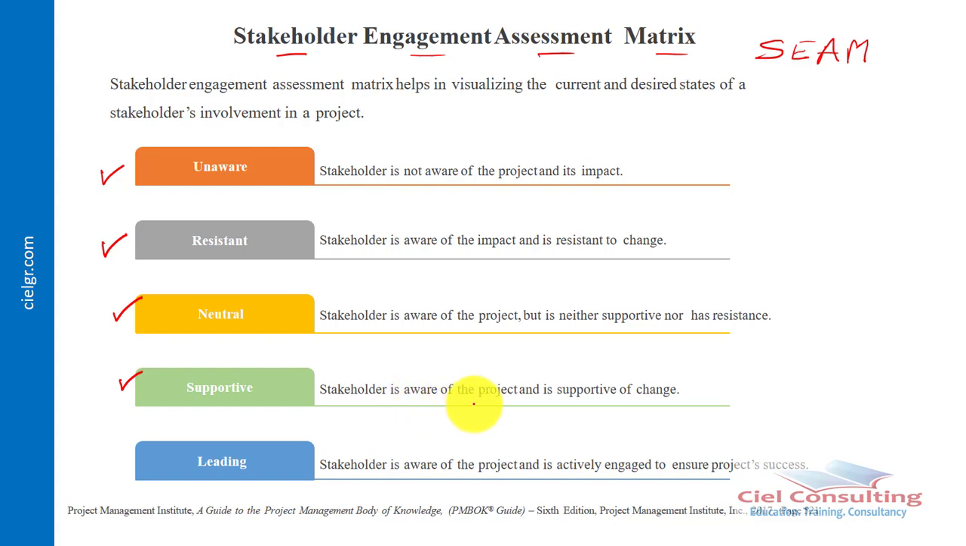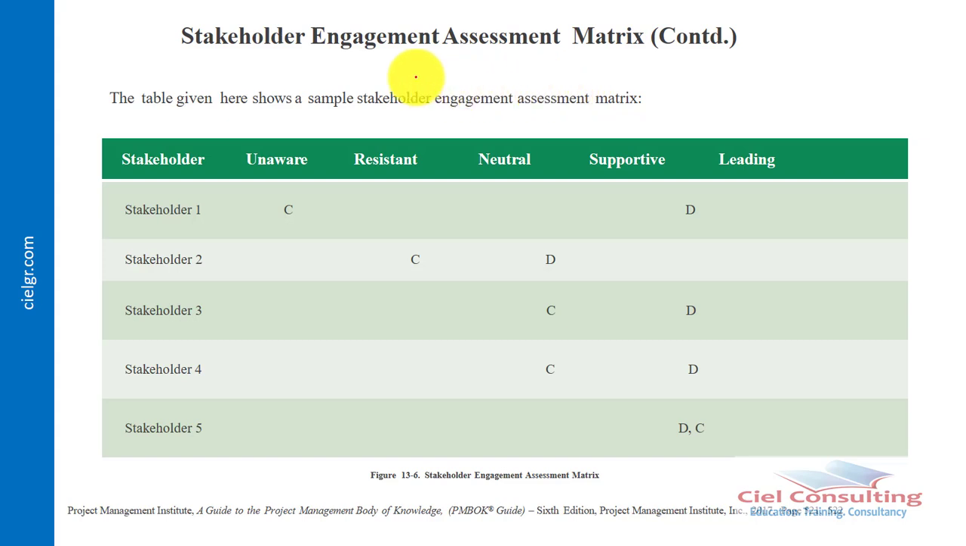So supportive stakeholder is aware of the project and is supportive of the change, while leading stakeholder is aware of the project and is actively engaged to ensure the project's success. And that's what the leading stakeholder here refers to. So in the SEAM matrix, that is the stakeholder engagement assessment matrix, you can see those various classifications of our stakeholders. That's the unaware, the resistant, the neutral, the supportive, and then the leading. And then you can see our various stakeholders we have in this very project.